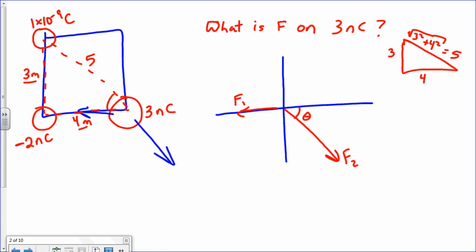And then this angle is 37 degrees. If you forget, like I often do, you can do the inverse tan of 3 over 4, and then you'll find that's equal to 37 degrees. I do that because I know from SOHCAHTOA that the tangent of theta is equal to opposite over adjacent.